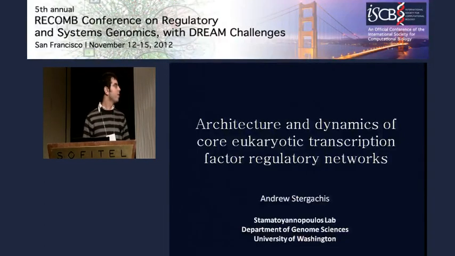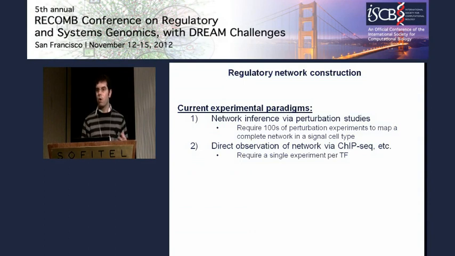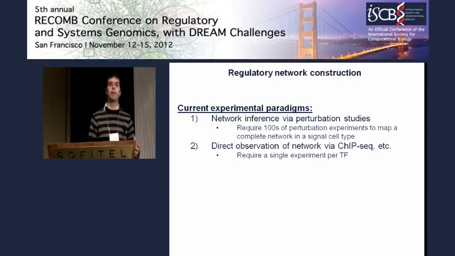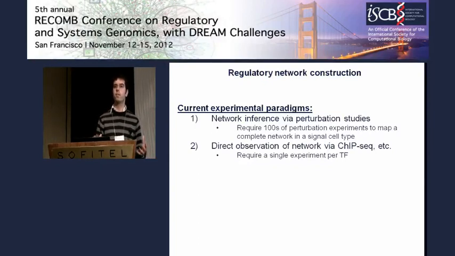I guess in front of this audience, I don't really need to explain why regulatory networks and mapping them can be so important. However, I want to go over the fact that one of the major bottlenecks in really applying regulatory networks to multiple systems is that the current experimental methods for building regulatory networks are really limited. Mainly, it takes several hundred experiments just to create one regulatory network for one cell type.